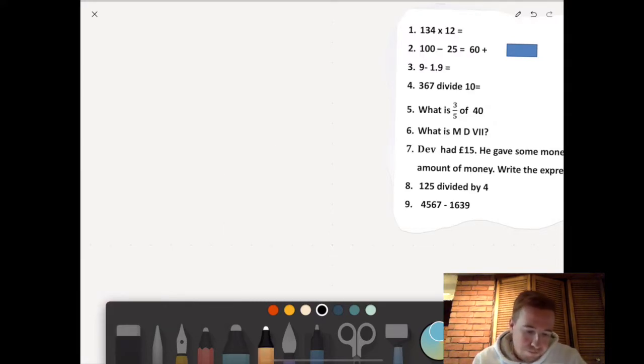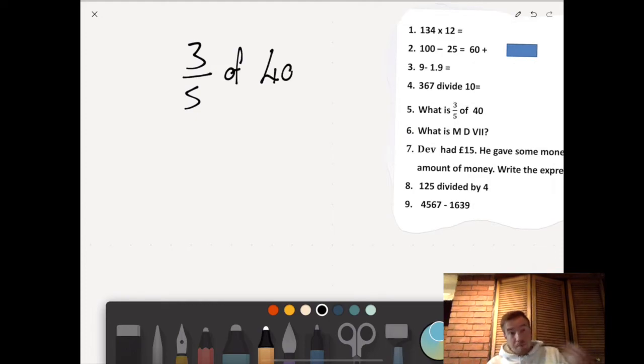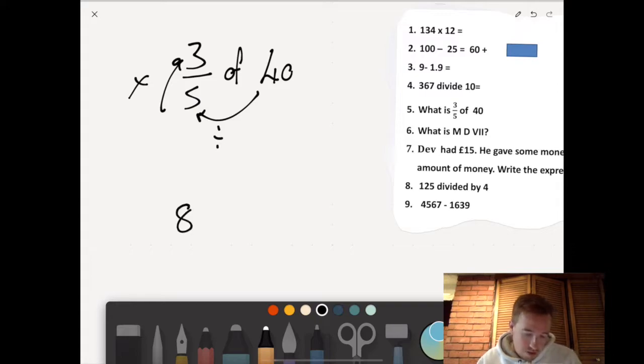3/5 of 40. I'm not going to draw any bar models or anything for this one. We've done that last week enough. I'm just going to stick to the maths this time. So for that one, you divide by the bottom, and then times by the top. Okay, so 40 divided by 5 is 8, because 8 times 5 is 40. So then you're going to do 8 times 3 equals 24. Yeah, let's check I've got that right.